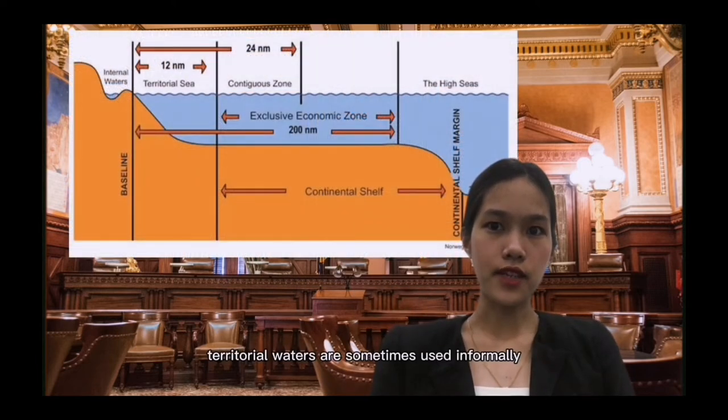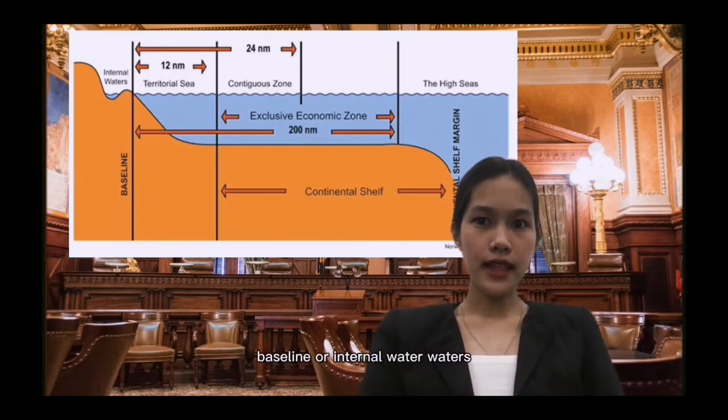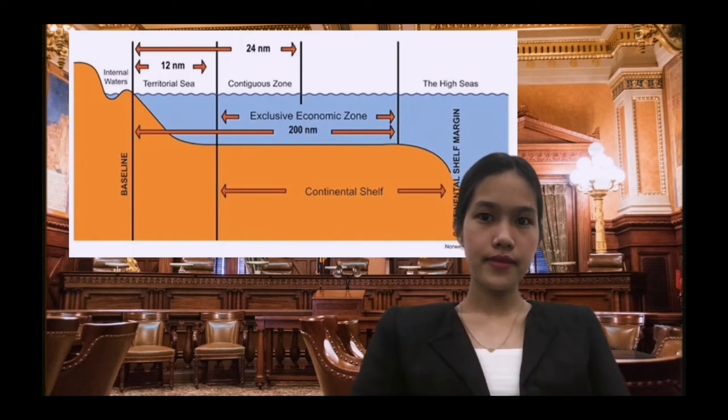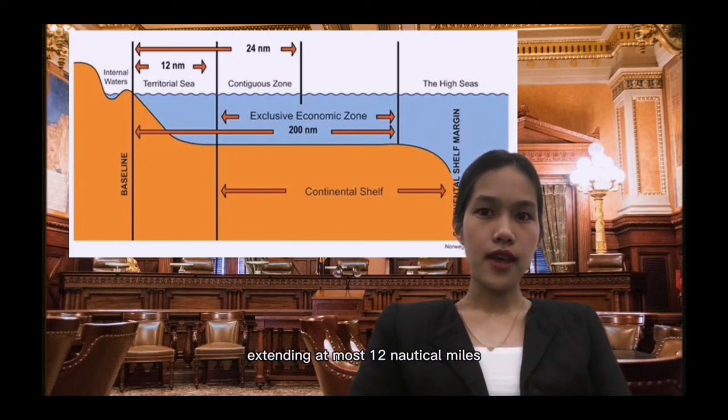Territorial waters are sometimes used informally to refer to any area of water over which a state has jurisdiction. Baseline or internal water: waters landward of the baseline are defined as internal waters, over which a state has complete sovereignty. Territorial sea, as defined by the 1982 United Nations Convention on the Law of the Sea, is a belt of coastal waters extending at most 12 nautical miles.